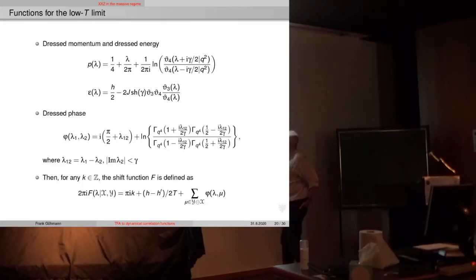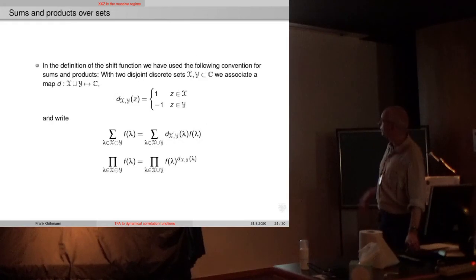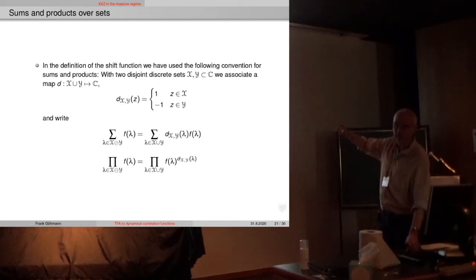And then there's what we call the shift function. The shift function is the sum over Bethe phases, and this notation means I sum over all y in the set y and over all x in the set x. But if mu is from y, we have a plus sign, and if mu is from x, we have a minus sign. This can be formalized by doing a degree map, but I don't want to explain this. I mean, it's just what I said. And also for products, it's the logarithm. The minus gets in the denominator, the plus in the numerator. Okay.